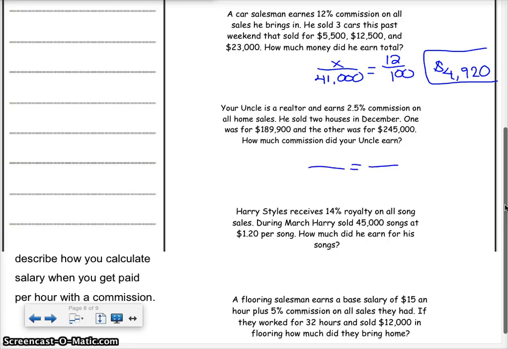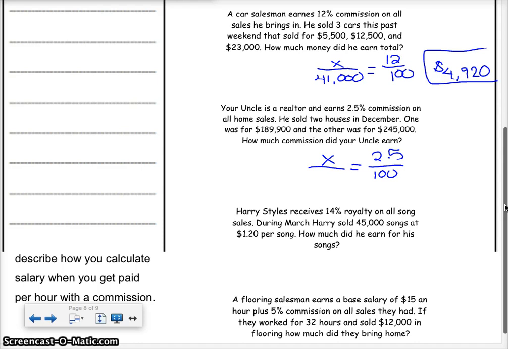All right, word problem in percent is always part to whole. And so I have 2.5 here. Now I stop and I think for a second. Did your uncle earn part of the money or all of the money? Part. He doesn't get it all, right? And so then my total, though, I had 2 houses. You have to add them up.